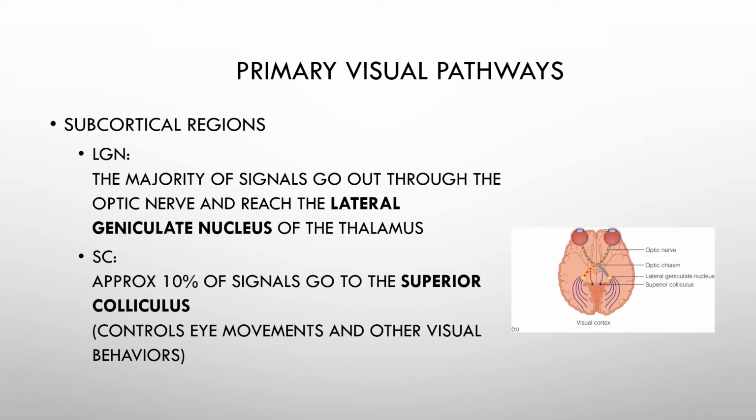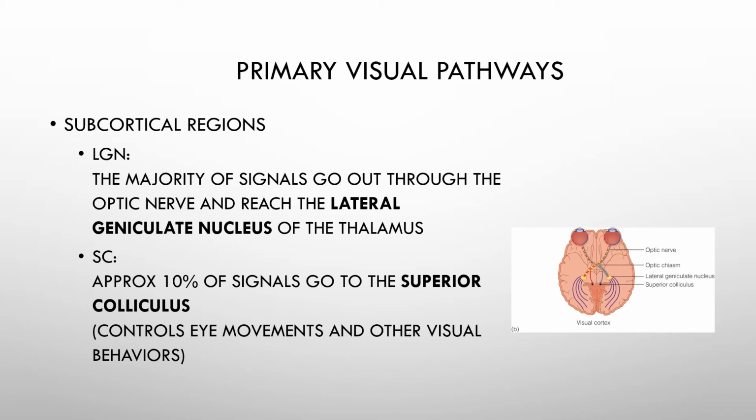I'm going to ignore what's going to the hypothalamus, but the majority of signals are going out through the optic nerve, and they are reaching the lateral geniculate nucleus of the thalamus. If you know what the thalamus does, it's really the way station for sensory information. It is organizing, summarizing that information to send it on for higher level processing. And for vision, that's happening in the lateral geniculate nucleus.